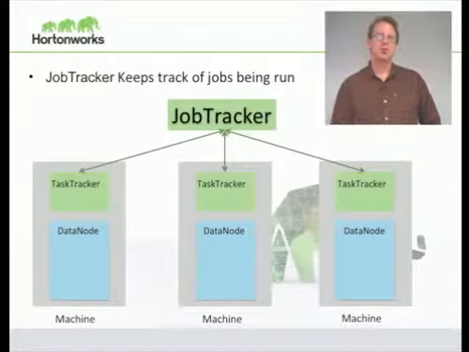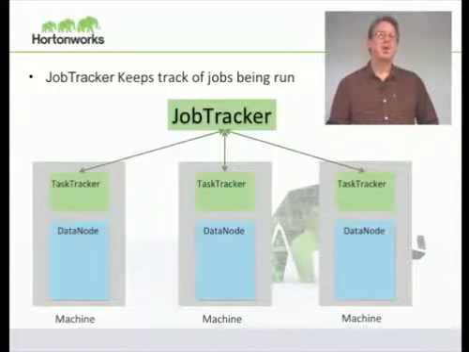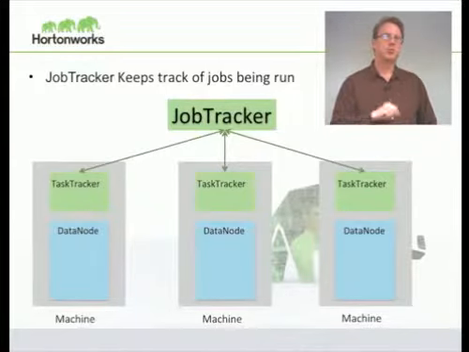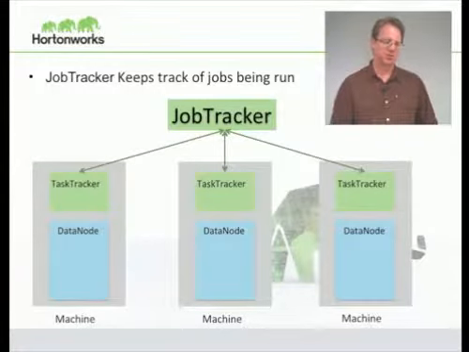The job tracker notices that the task tracker has gone away and isn't there anymore, and will automatically assign the things that were running on that task tracker to another task tracker that's already in the cluster.